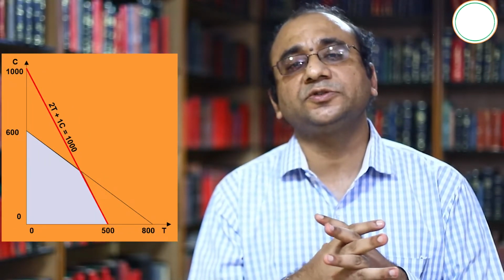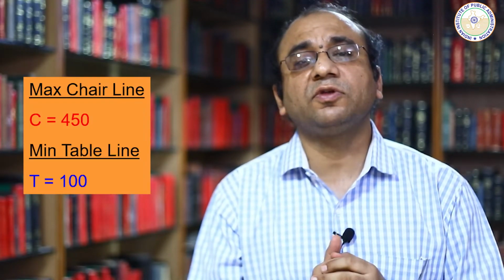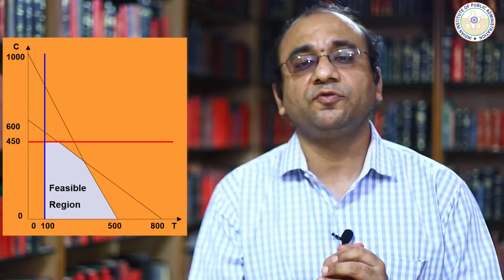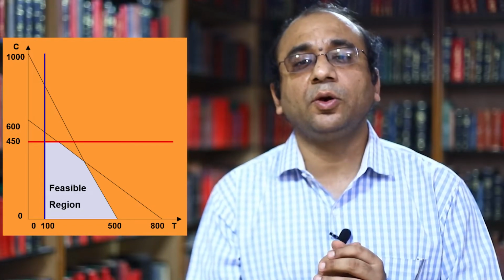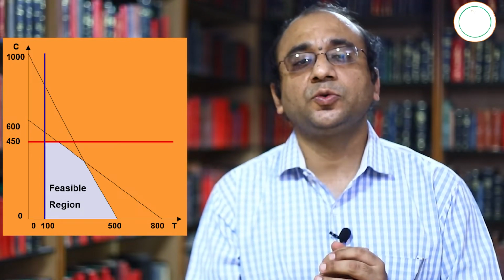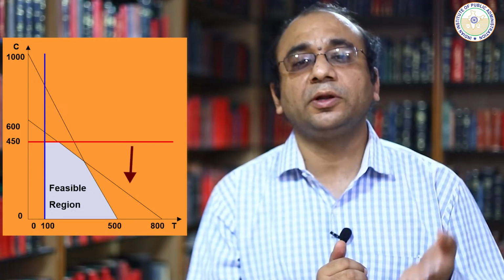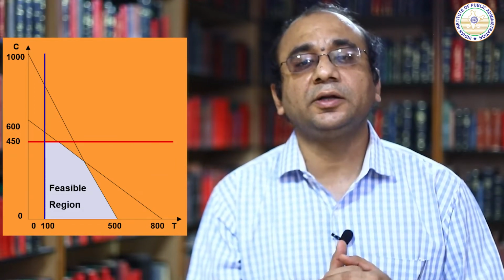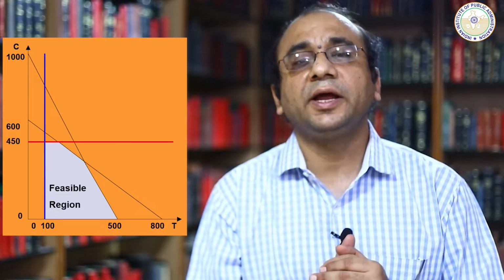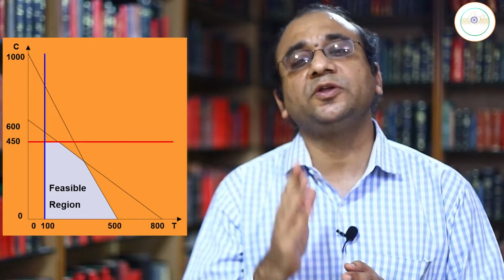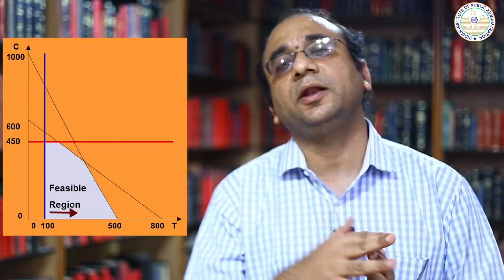Let's plot the last two constraints which we had. C is equal to 450, so that will be directly plotted. Again the given constraint should be less than or equal to, since that is the maximum number of chairs you can produce. So the area will be on the lower side, not the upper side. The other constraint given to us is that the minimum number of tables should be 100. It should be more than or equal to 100, so we have T is equal to 100 and the area will be on the other side.